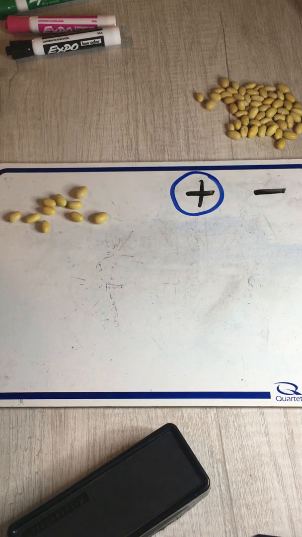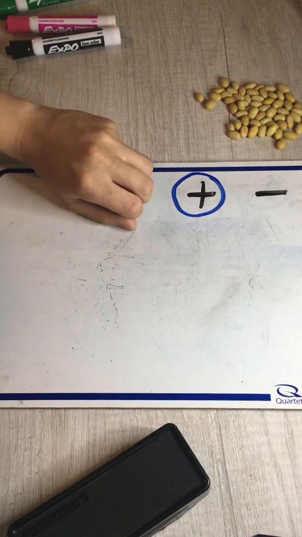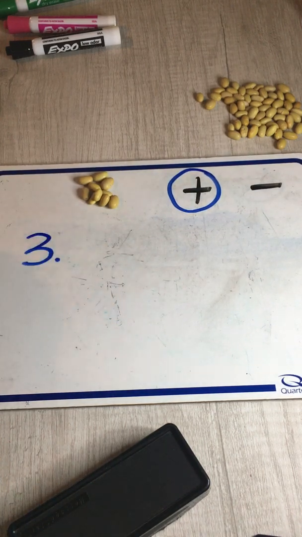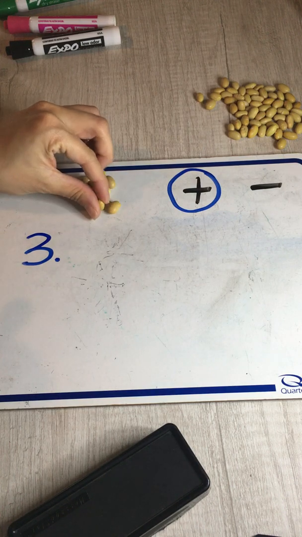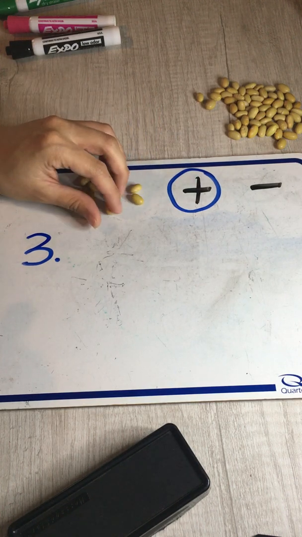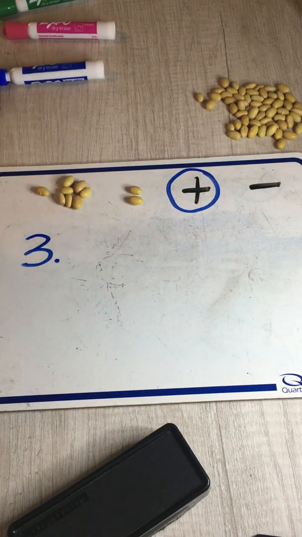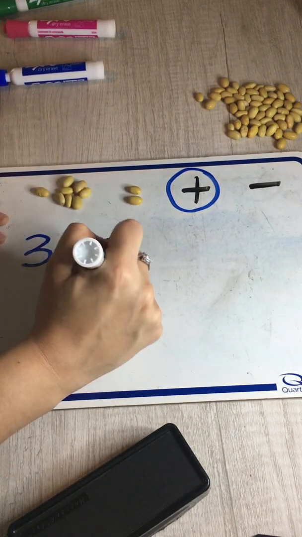How many? 10. So now on your paper, I want you to write number 3. This is math problem number 3. And so now we're going to say, how many beans did we have in the beginning? How many beans did Jonathan have in the beginning? He had 8, right? 8.